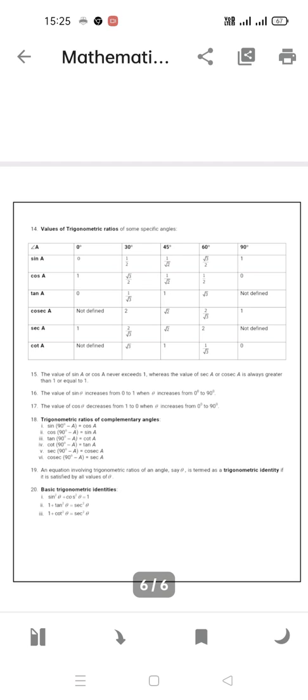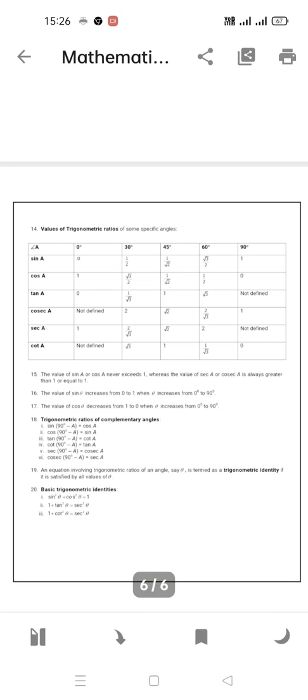Opposite of tan will be your cot value. And what is sec? Sec will be the opposite of cos. Opposite of cos will be your sec. Like the cos is 1, so the opposite of 1 will always be 1. Under root 3 by 2 will be 2 by under root 3.